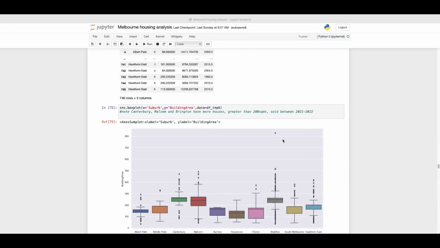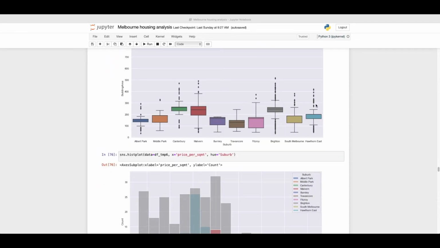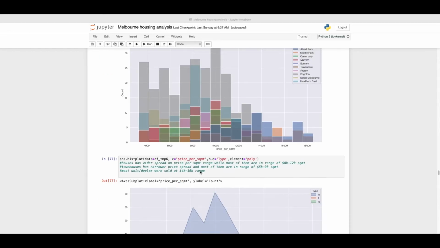Okay, next is a box chart I made from Seaborn. Notice the Canterbury, Melbourne, and Brisbane have most houses greater than 200 square meters sold between 2021 and 2022. Next chart. Well, this chart is really hard to read. We're going to jump over because below we made a similar chart with Plotly instead of Seaborn. It gives you an easier look.